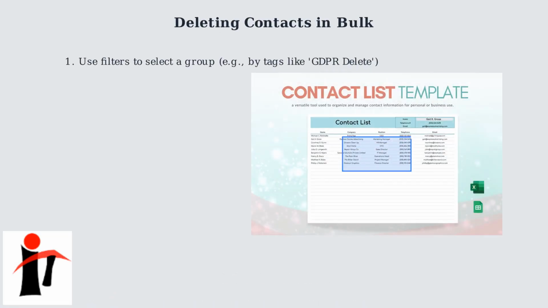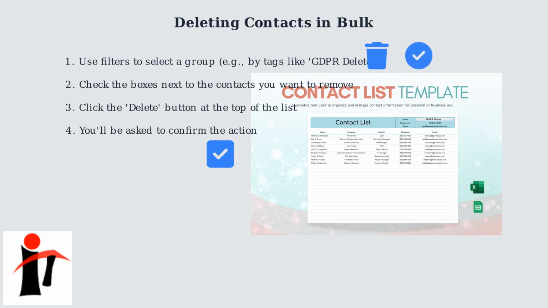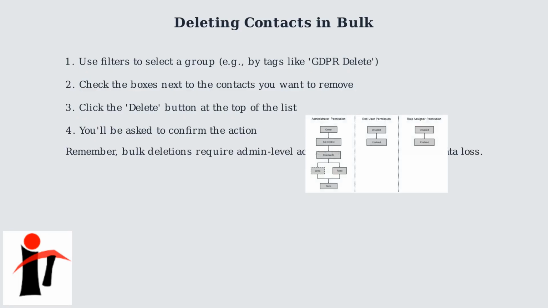To delete multiple contacts, use the filters to select a group, such as by tags like GDPR Delete. Check the boxes next to the contacts you want to remove. Click the Delete button at the top of the list. You'll be asked to confirm the action. Remember, bulk deletions require admin-level access to prevent accidental data loss.